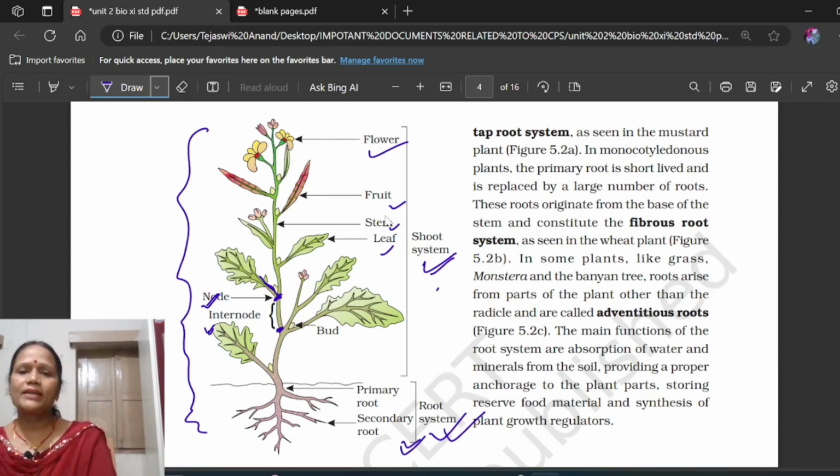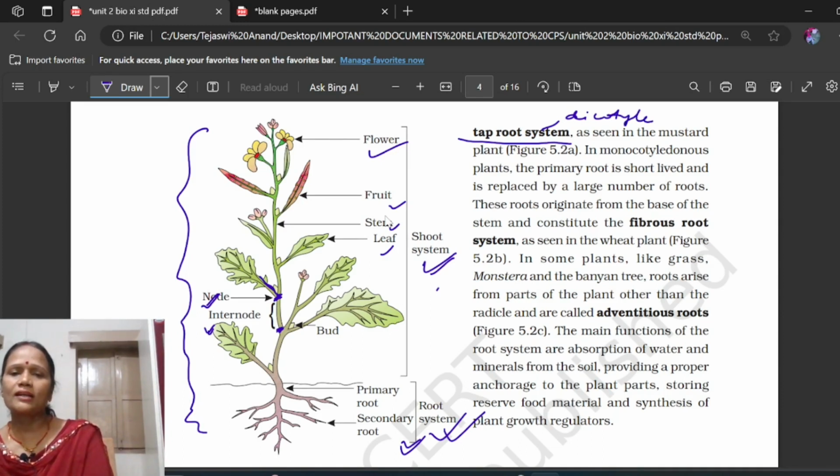Now we can say different types of tap root system. Tap root system is the special feature of dicotyledonous plants, like in gram seed, like in Cajanus cajan, arhar seed, and like in lens, masoor pulse, and moong pulse. We can see there are all the scientific names given.